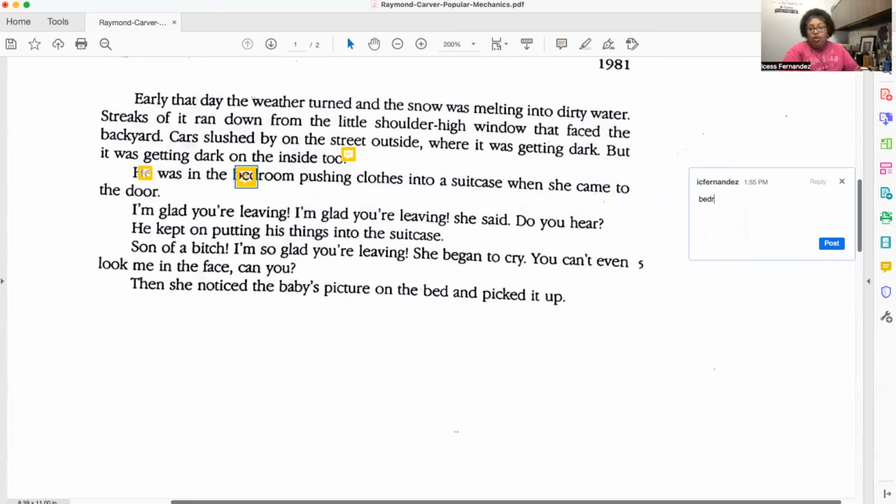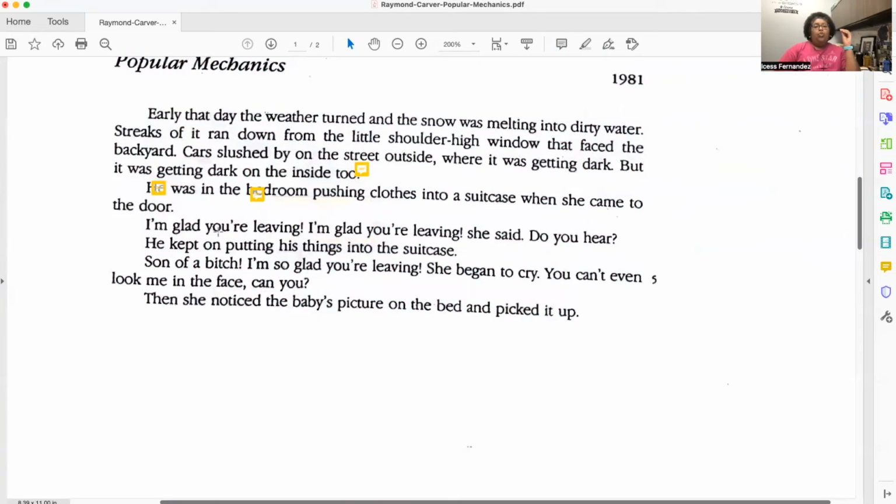So here we have a micro setting, right? So the big thing was that this is happening in a house, right? The whole exchange is happening in this house with the shoulder high window facing the backyard. So it's behind closed doors, right? But the micro setting, what we're really going to zero in and look at is how they're traveling within this house, how they're going from one room to another, and the argument continues and escalates. So here's a micro setting. It starts here in the bedroom.